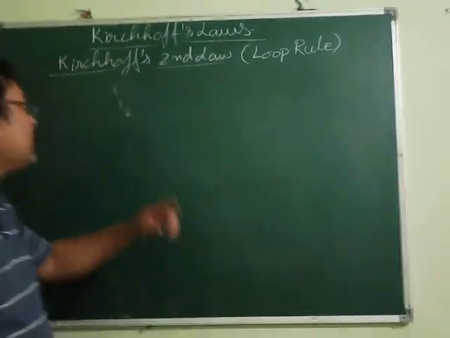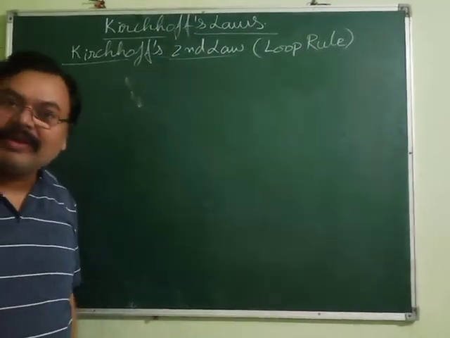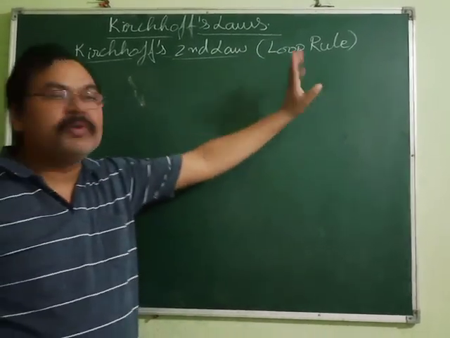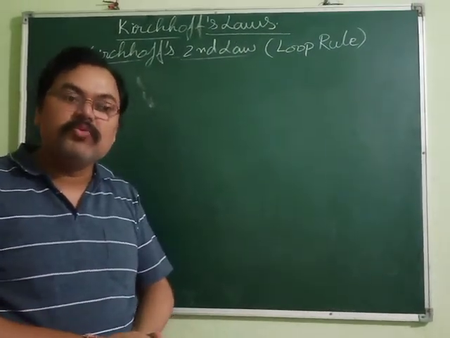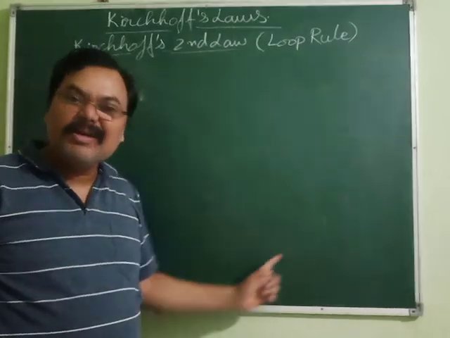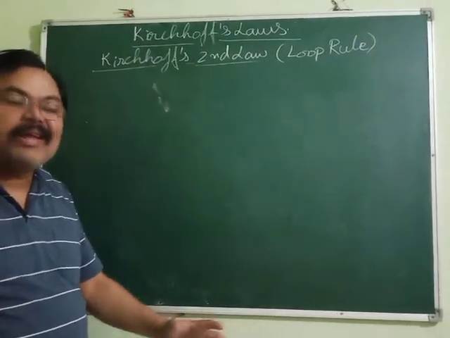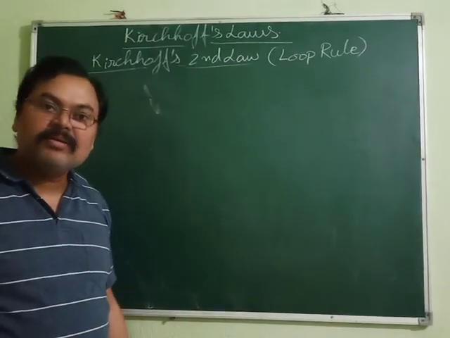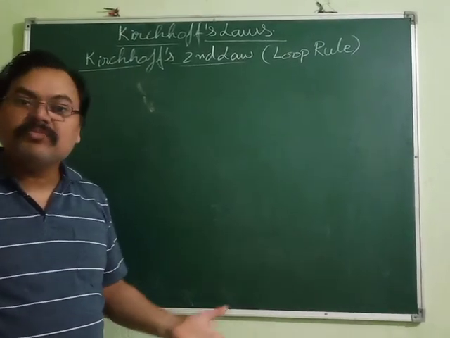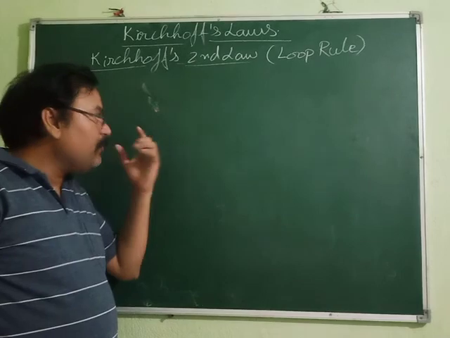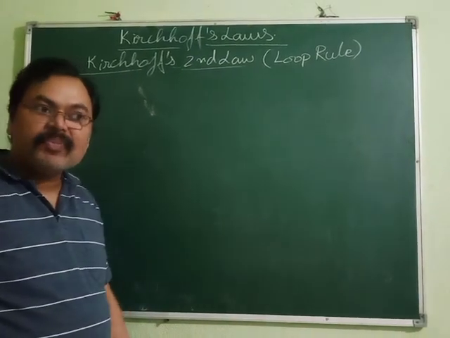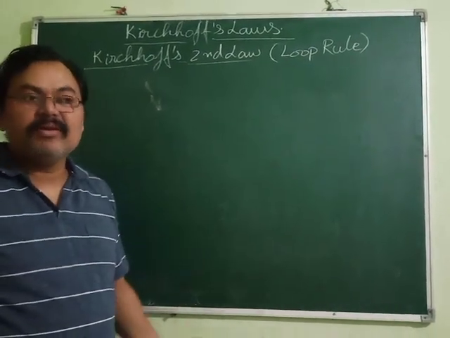Now see, this is Kirchhoff's second law. It is also known as the loop rule. That means we have to deal with the loop. And you know what a loop is? It is the closed part of a circuit. Now a circuit can have many closed loops, or it can have a single closed loop. Now what does it state? Let us write the statement first, and then I will go to the explanation.